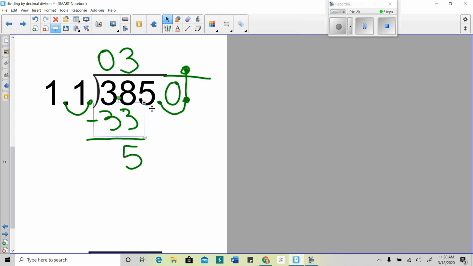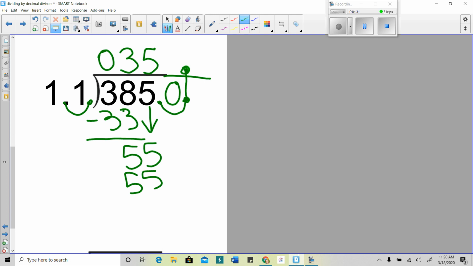Drop the 5. We're having some issues with that pen there. So drop the 5. It'll go into 55 5 times. We take away the 55. We get a 0. Drop the 0. Now, a lot of people stop there because it already went in evenly and they think they're done.